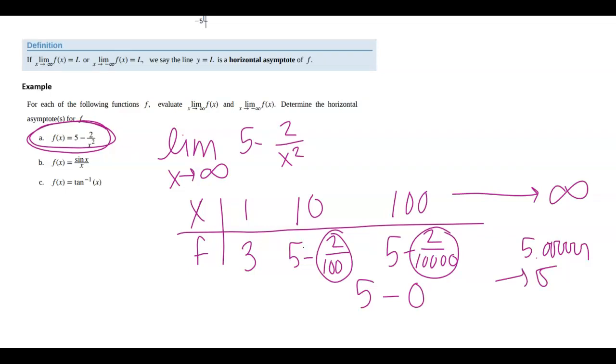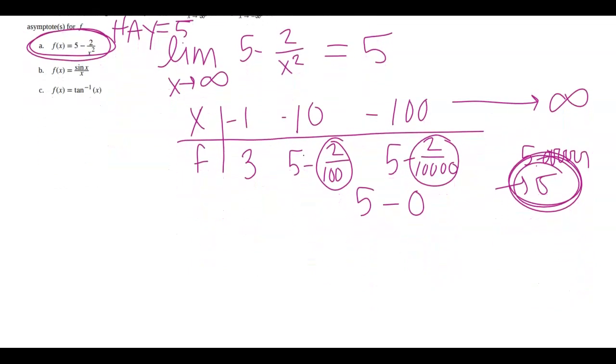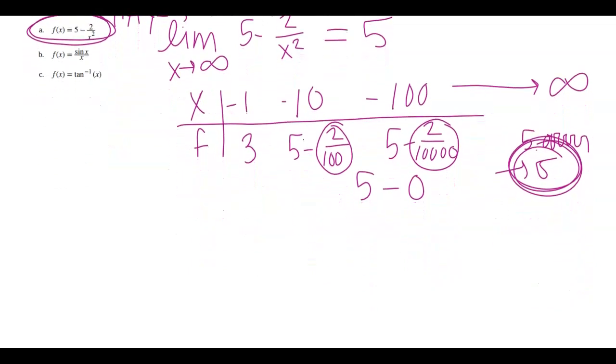If I go to the other side, I notice the same thing. In fact, if I make these negative and square them, I end up getting the exact same outcome. So my horizontal asymptote for this first one must be y equals 5, because this limit must be 5. Now I'm going to do the same thing for C, and then we'll pull back and talk about B.